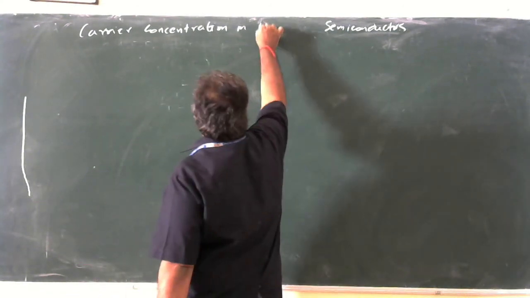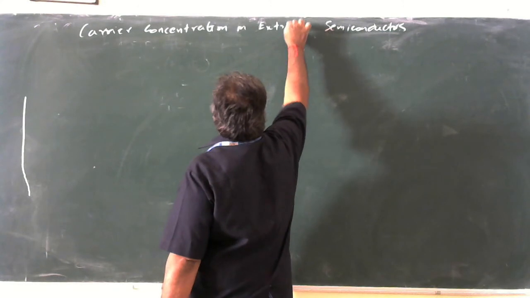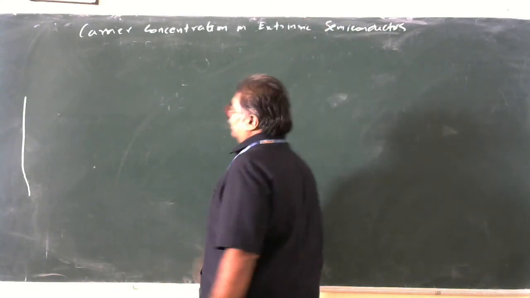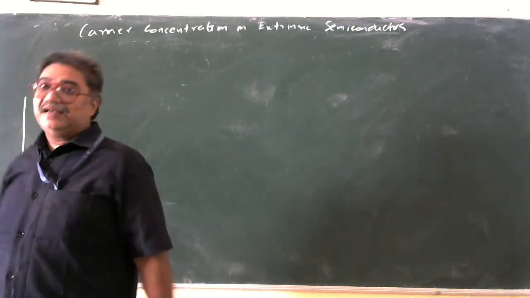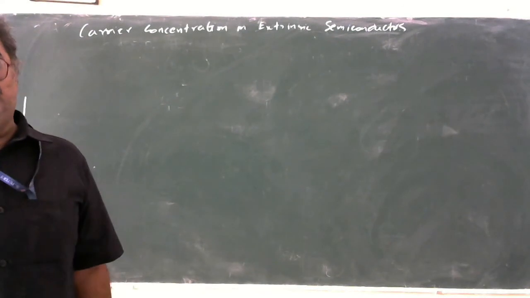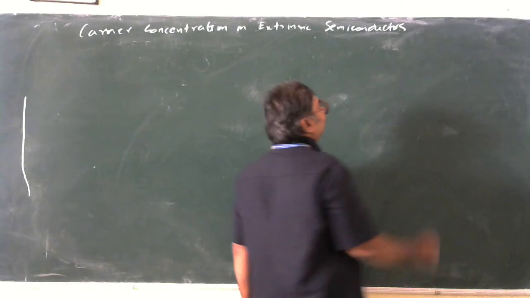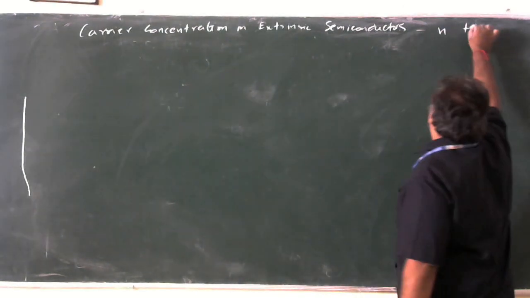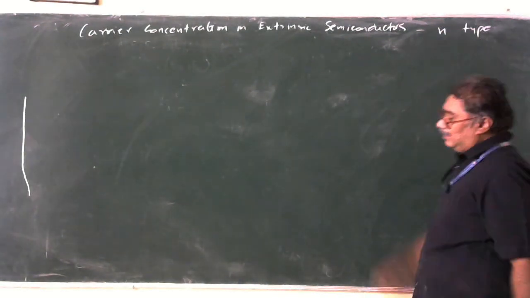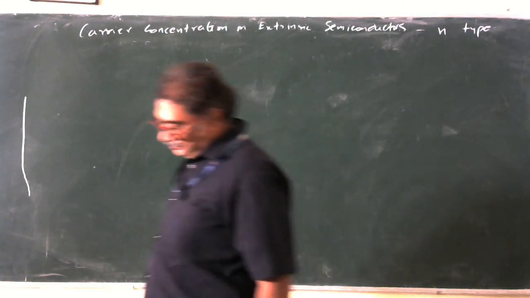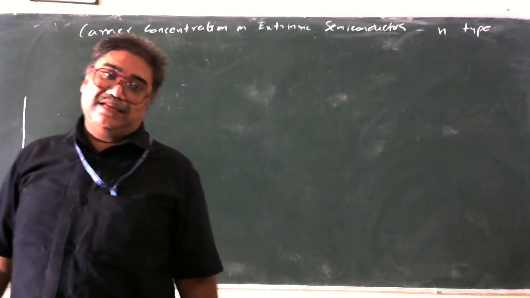Today we're going to calculate the carrier concentration in extrinsic semiconductors. In that, let us calculate for the N-type extrinsic semiconductor. What is an N-type? N stands for negative type.